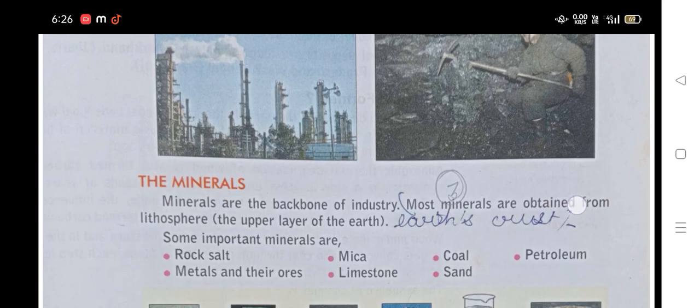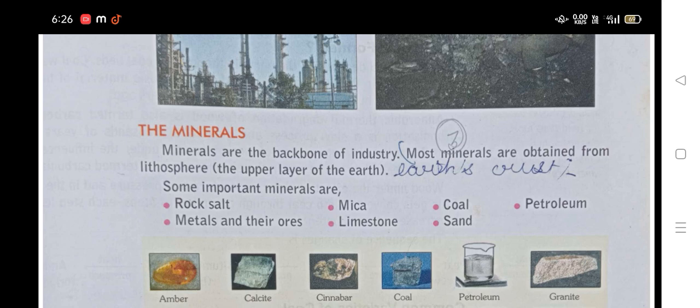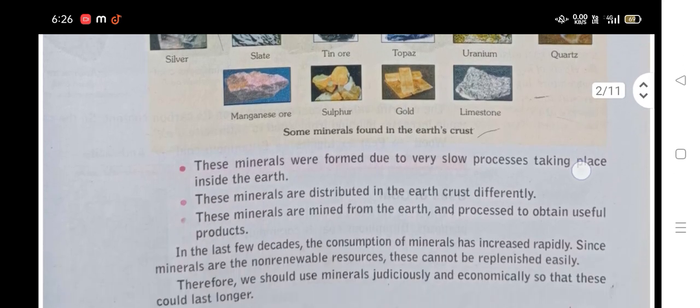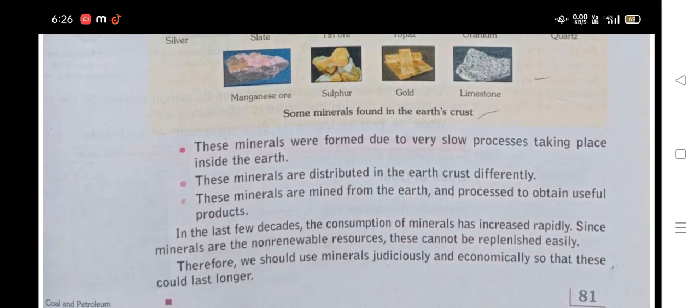The minerals. Minerals are the backbone of industry. Most minerals are obtained from the lithosphere, that is the upper layer of the earth. Some important minerals are rock salt, mica, coal, petroleum, metals and their ores, limestone, and sand. These minerals were formed due to very slow processes taking place inside the earth. These minerals are distributed in the earth's crust differently. These minerals are mined from the earth and processed to obtain useful products.